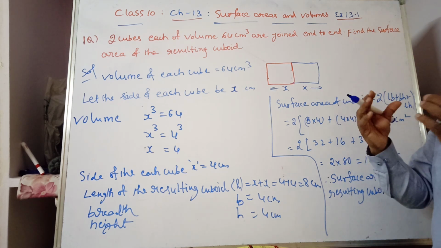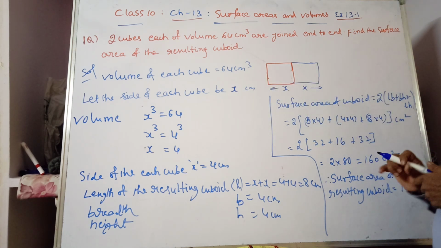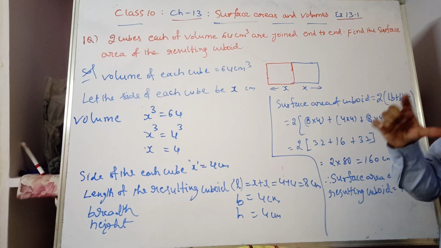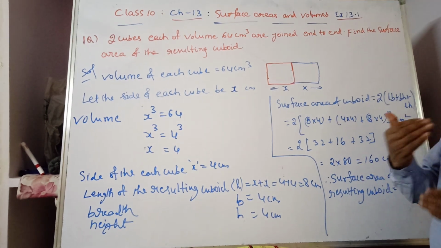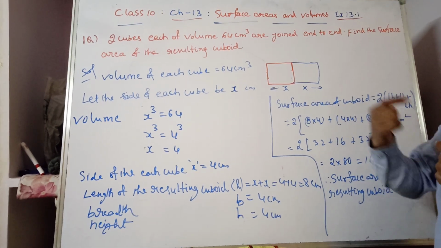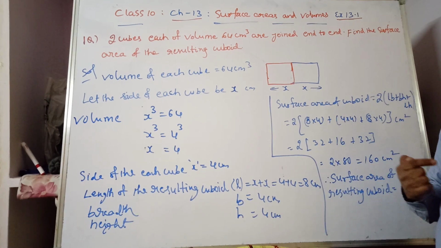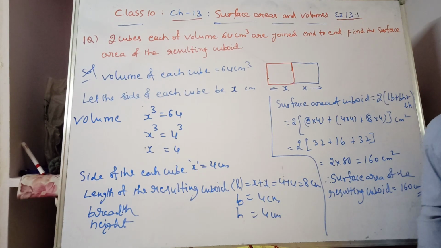So the cubes are joined end to end. Here I showed only the flat surface. In the diagram it is clearly shown how the cubes are joined, and the breadth and height are not changing. Clear?